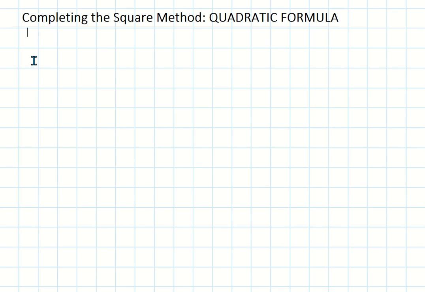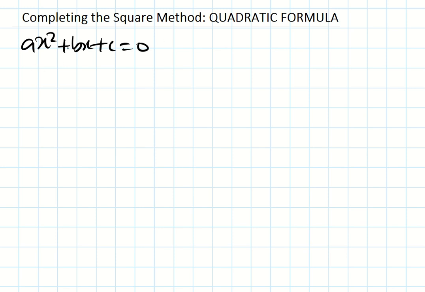Hello everyone, today we'll be deriving the quadratic formula using the completing the square method. First we have that ax squared plus bx plus c is equal to 0, which is the general quadratic equation.